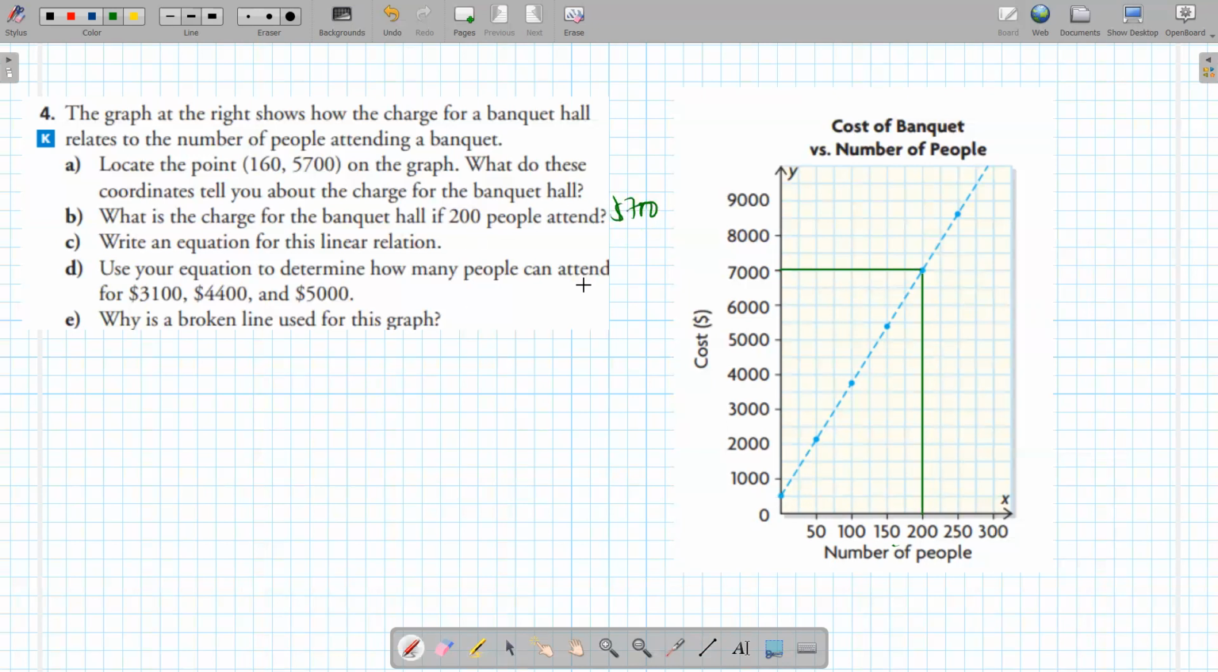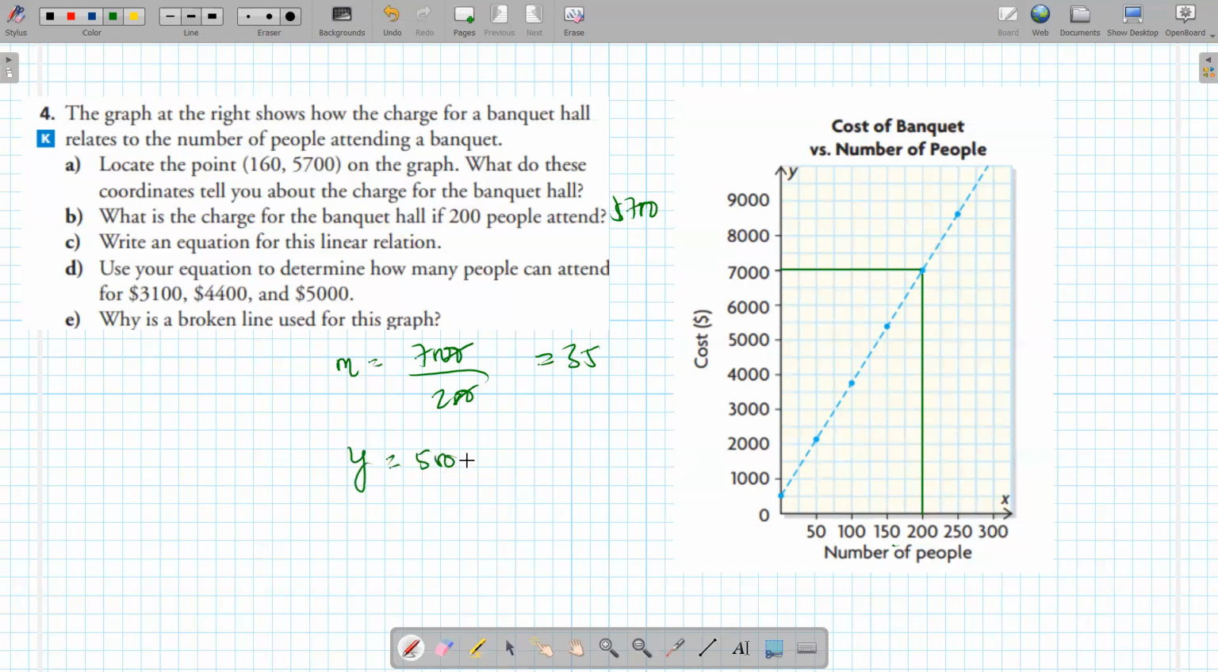This tells us our slope. What's our slope? Using this point, we can figure out the slope. 7,000 over 200. This cancels this out. 70 over 2 is 35. And our y-intercept, what does it appear to be here? 500. 500 exactly.